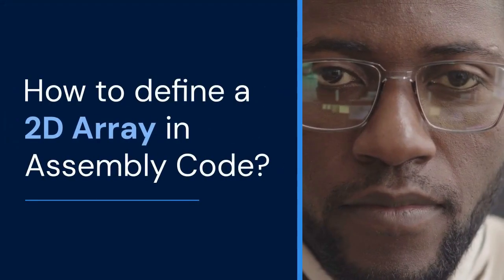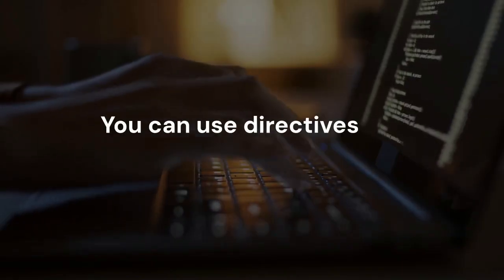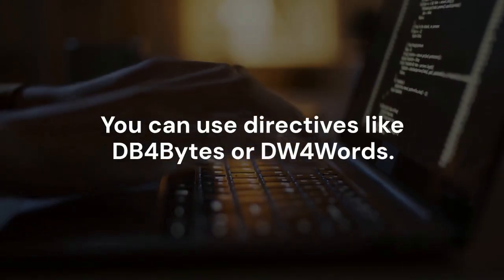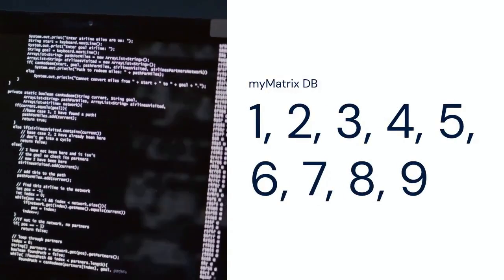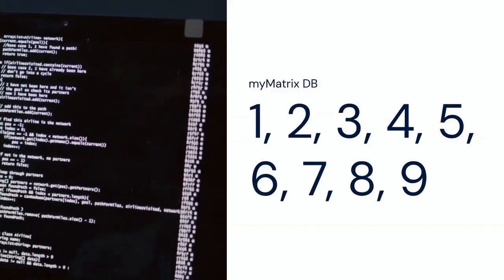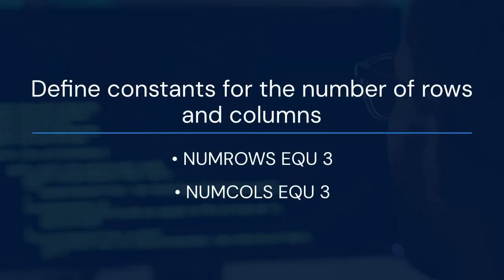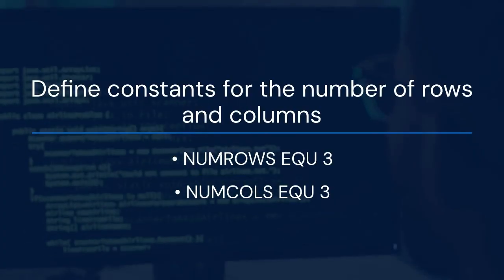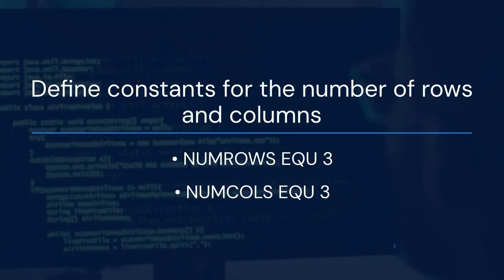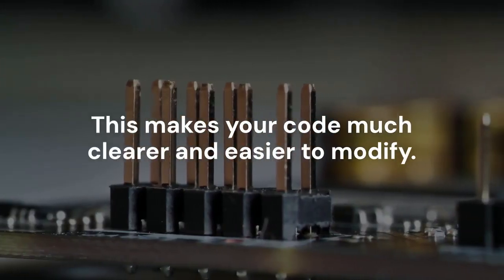Now, let's see how to define a 2D array in your assembly code. You can use directives like db for bytes or dw for words. For a 3 by 3 array of bytes, you might write my_matrix db 1, 2, 3, 4, 5, 6, 7, 8, 9. It's also good practice to define constants for the number of rows and columns, like num_rows equ 3 and num_cols equ 3. This makes your code much clearer and easier to modify.